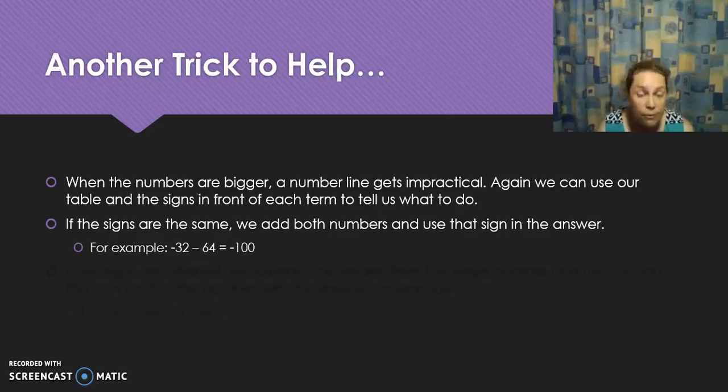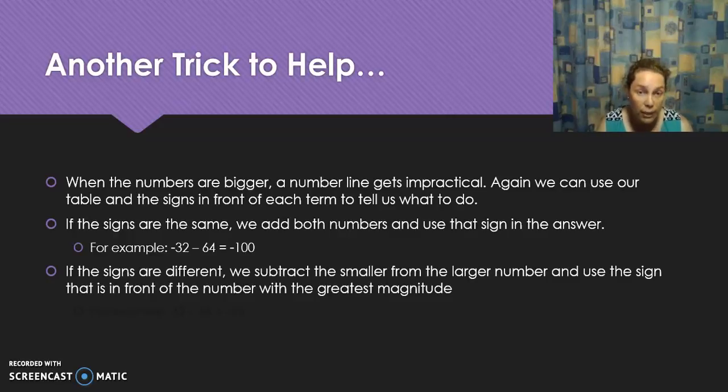If the signs are different, we subtract the smaller from the larger number and use the sign that is in front of the larger number or the number with the greatest magnitude. For example, 32 minus 64, the signs are different. We have a plus and a minus, which means we have to take away. So 64 take 32 is 32. But the number with the largest magnitude, that is the furthest away from 0, is 64, and it has a negative in front of it. So we have a negative in our answer. So our answer is negative 32.